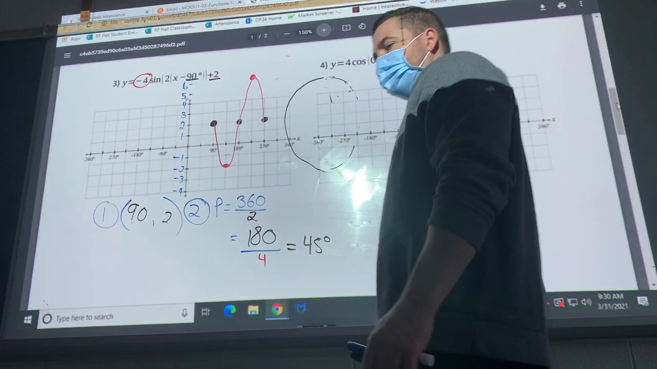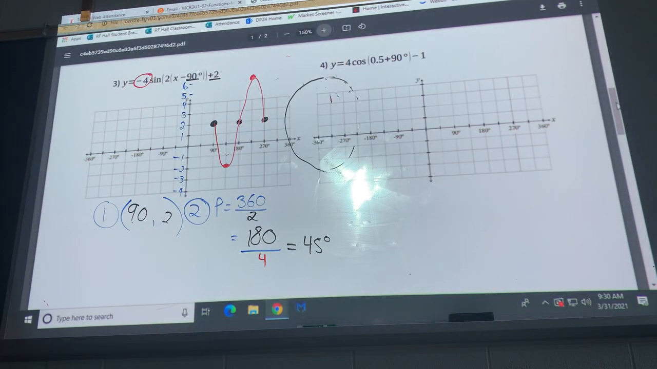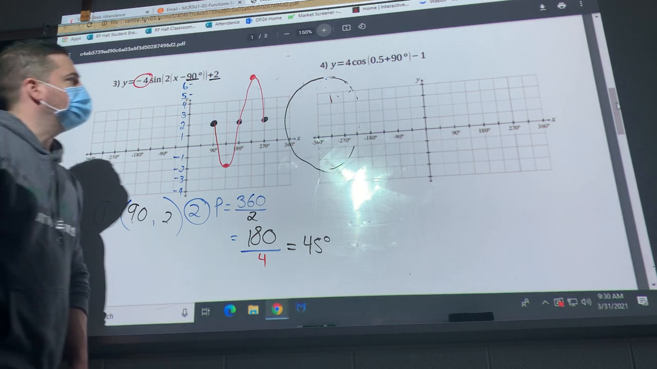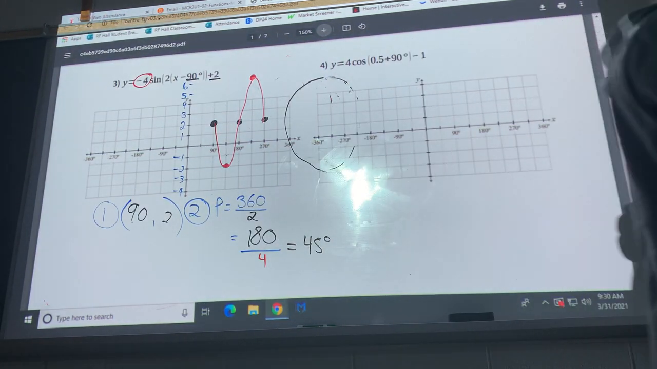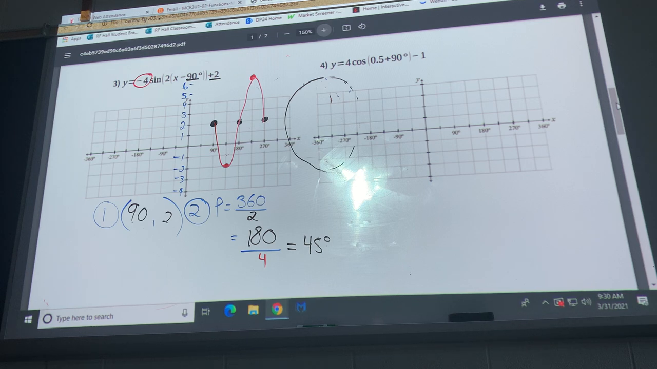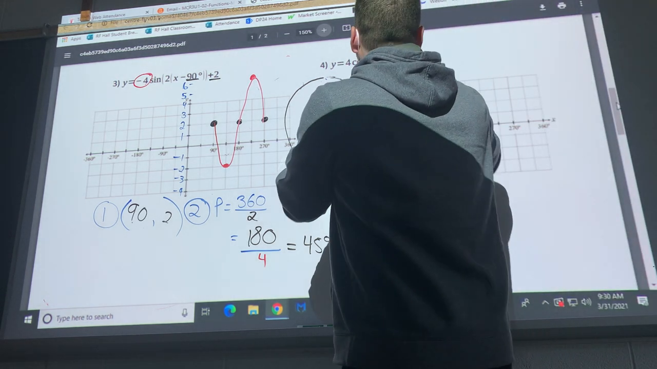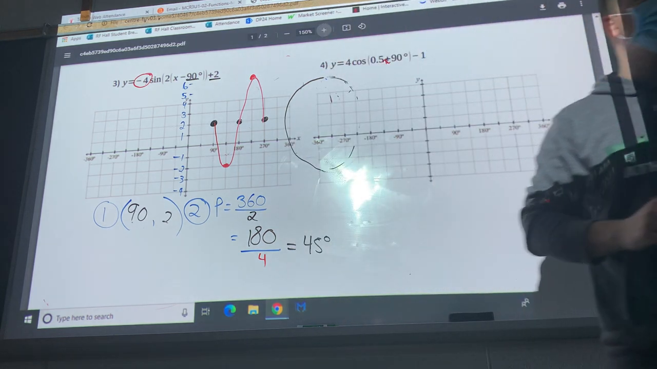Okay, number four. I put a little trick question in here. Can anyone pick up why it's a bit of a trick question? Oh, I forgot an X though. That's not my trick.